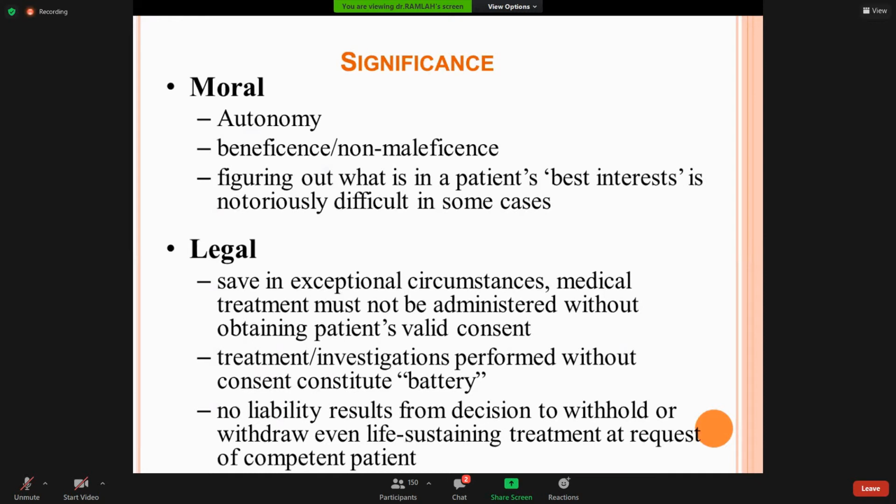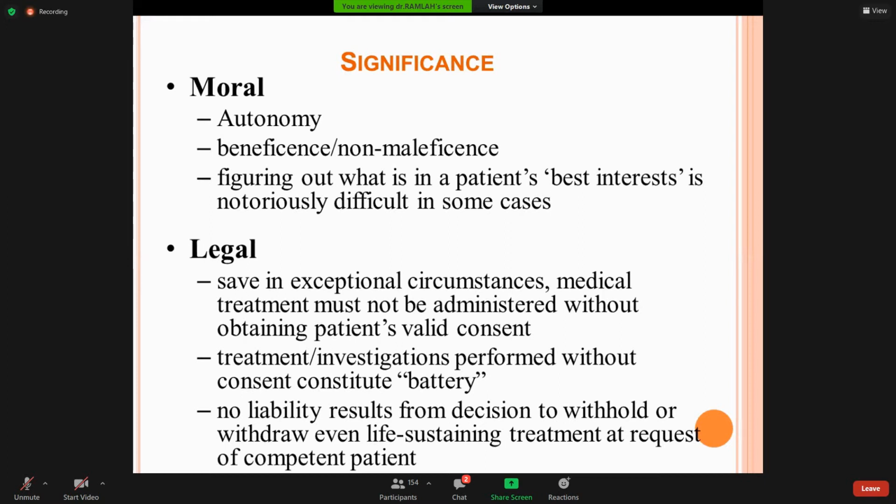So what is the significance of consent? We have the ethical significance and the moral significance. Ethically, it gives autonomy to the patient, and it binds the physician to be beneficent, working in the patient's best interest and providing options to the patient, not keeping in mind that he will get a benefit from performing such and such procedures, but looking for the beneficence of the patient. Take care that there will be no maleficence, no harm, and no intention of harm.